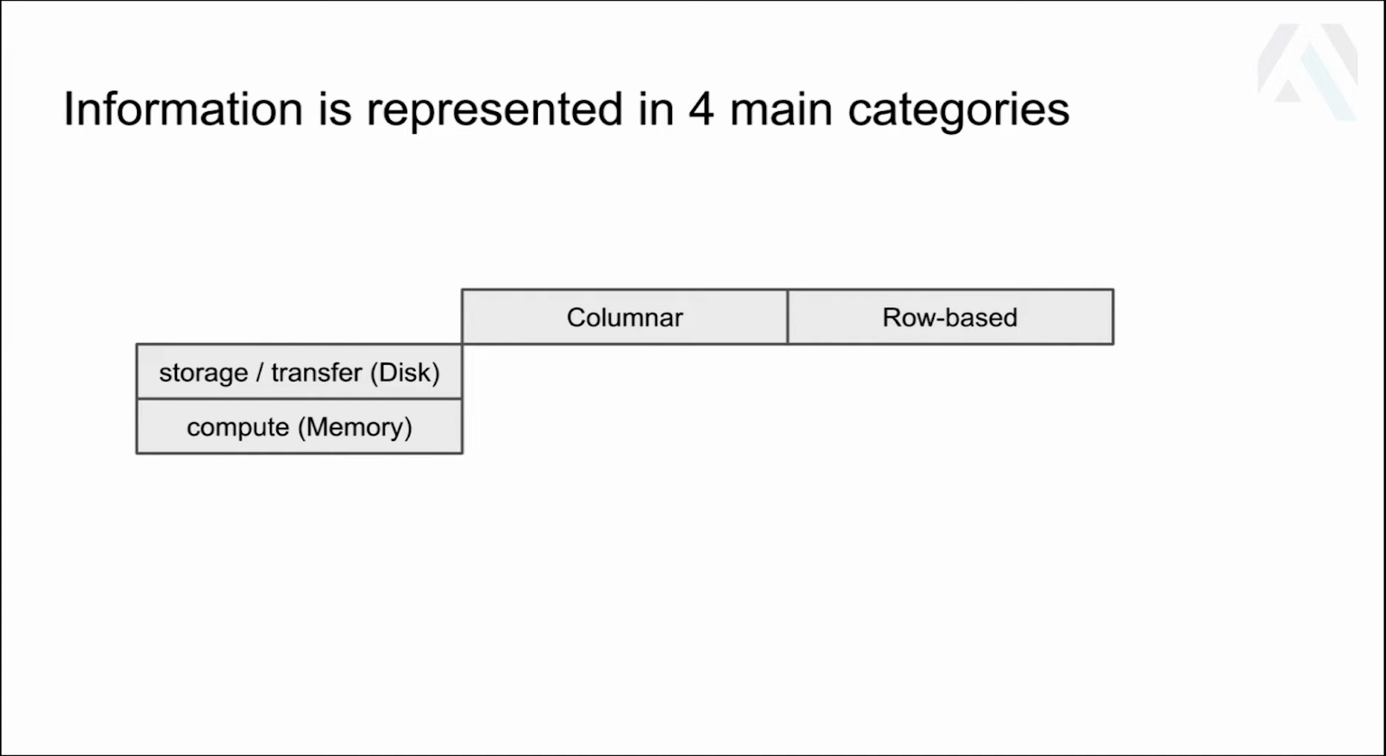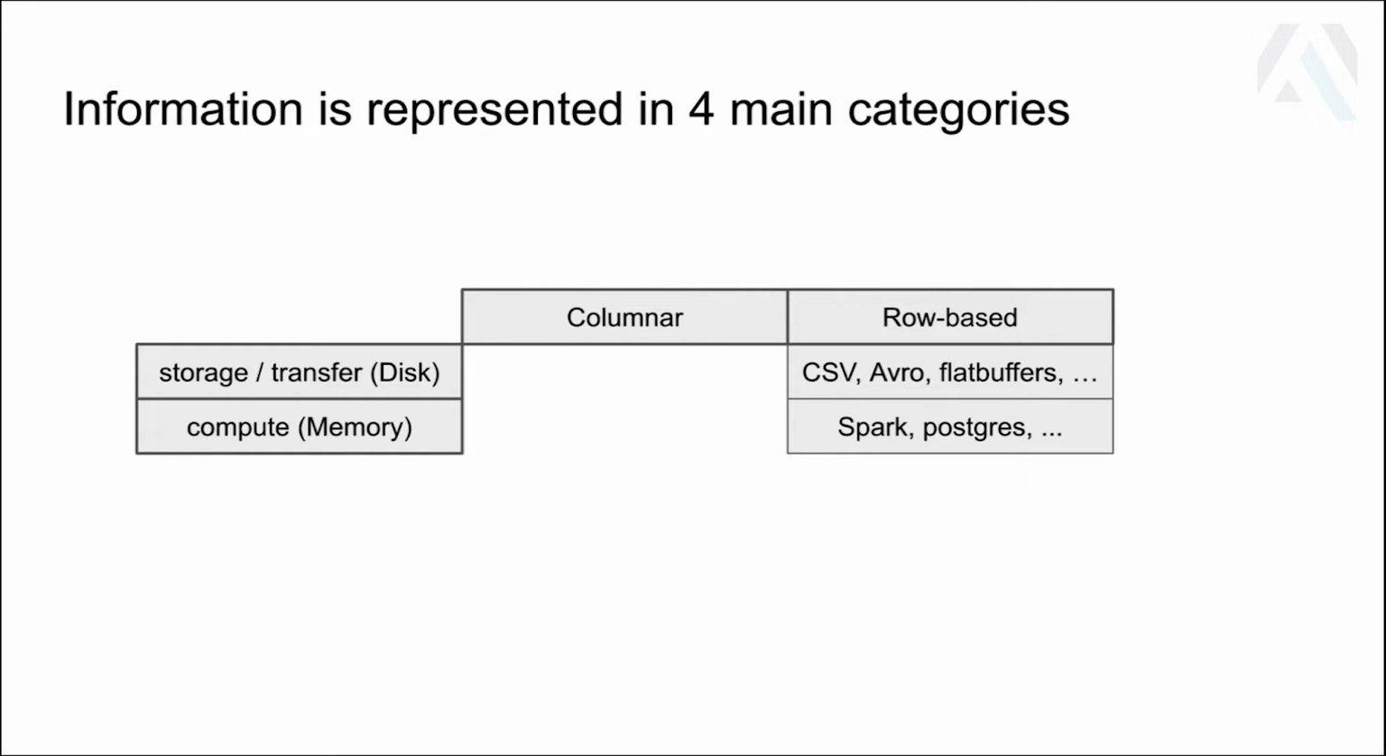Okay, those are the 4 categories. To give you some examples, CSV, Avro, and FlatBuffers are examples of storage and transfer, and they are row-based. Then you have examples like Spark and Postgres, the underlying compute model of Spark and Postgres, which as far as I know are row-based. Then you have things like Parquet, ORC, and Arrow that are in the realm of storage and transfer, but columnar. And finally, you have things like NumPy and Arrow, which are columnar and in compute. So just some examples, but just to give you the mindset.